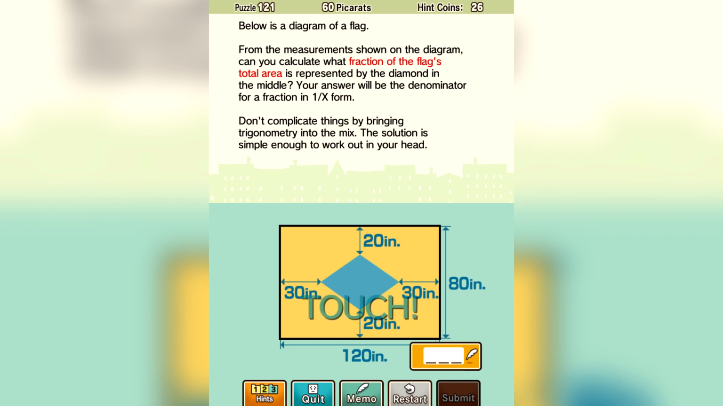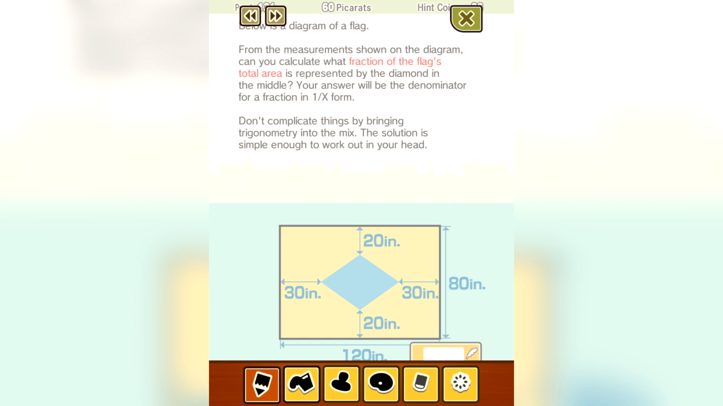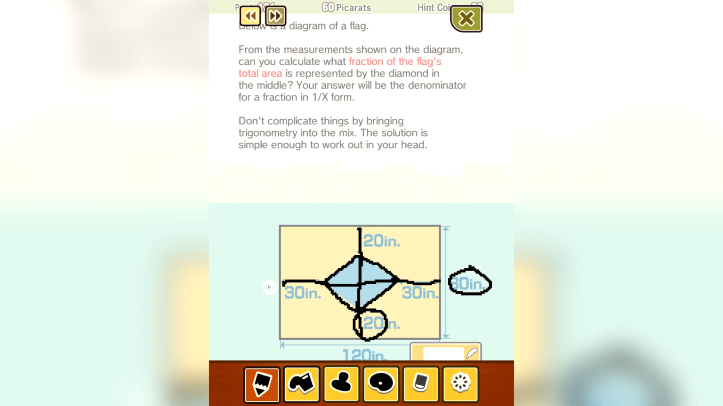Okay. So, I have to figure out... Alright, so what we could do is just divide the diamond into a series of triangles, like that. And then extend that to form the larger rectangle into a series of smaller rectangles, like this. And then based on that, we know that if this is 80 and this is 20, then this has to be 40, and then we can divide this into two.